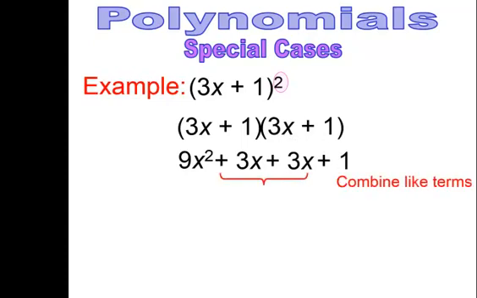Lastly, don't forget, if there's like terms, you will need to combine them. And in this case, I have 3x plus 3x is going to give me 6x. So our final answer here would be 9x squared plus 6x plus 1.